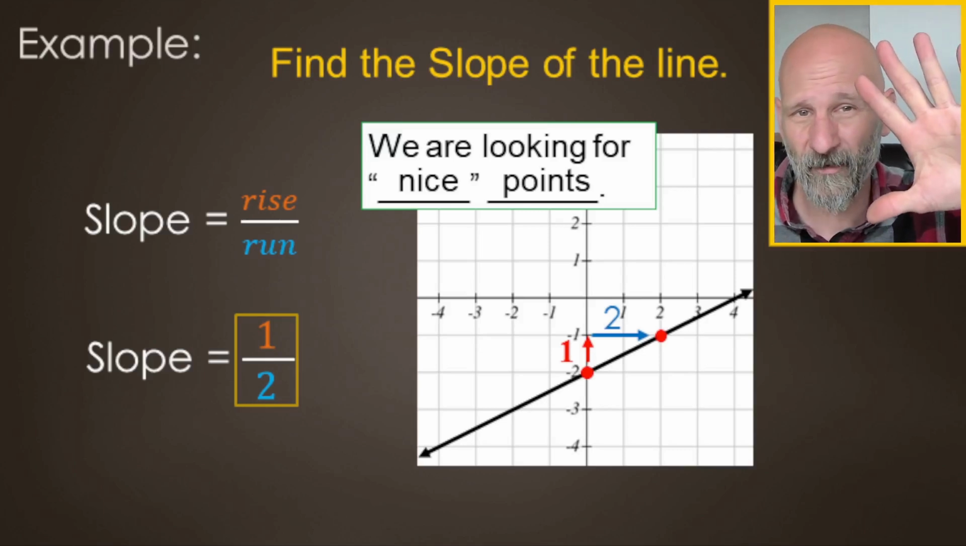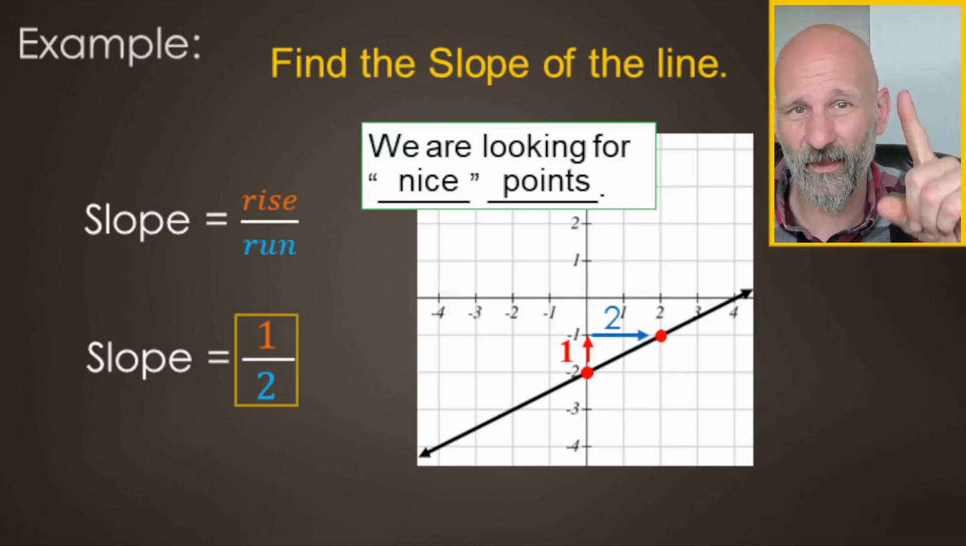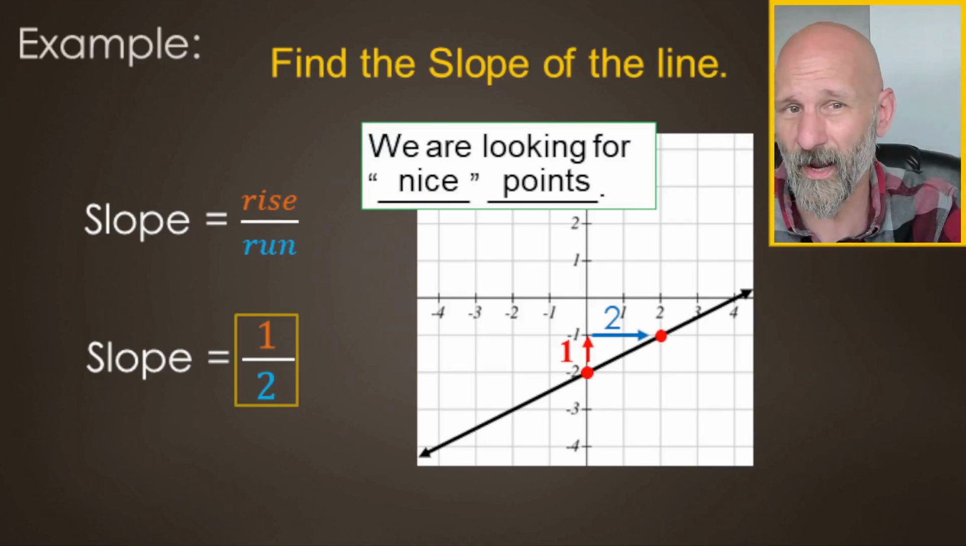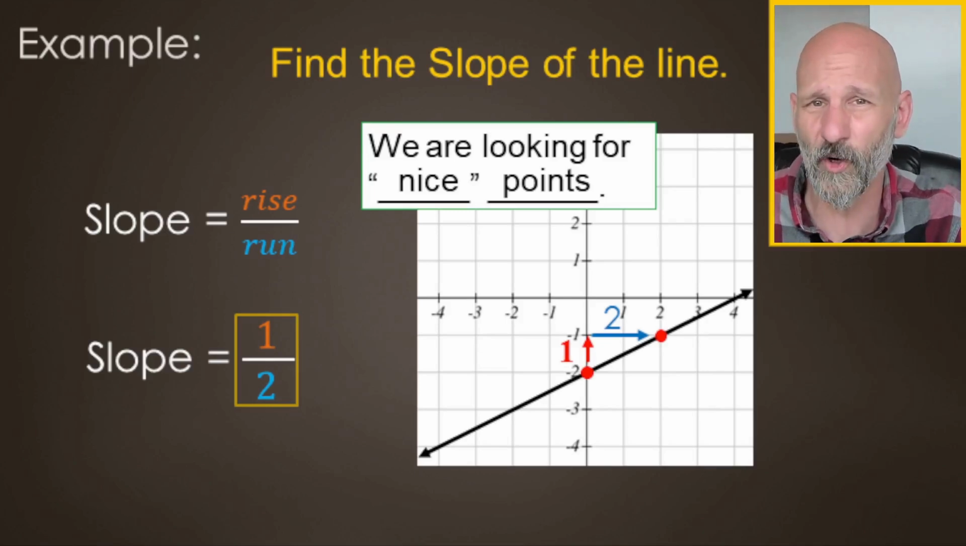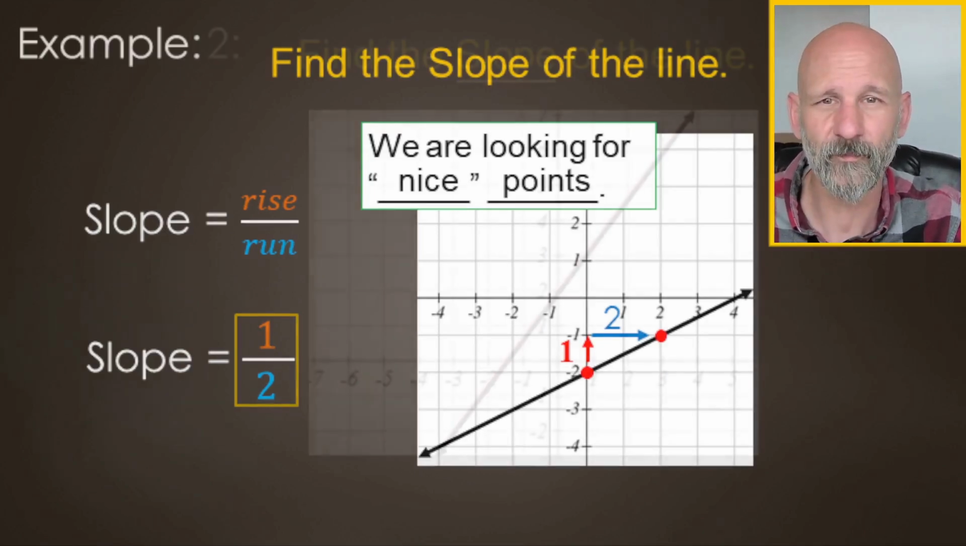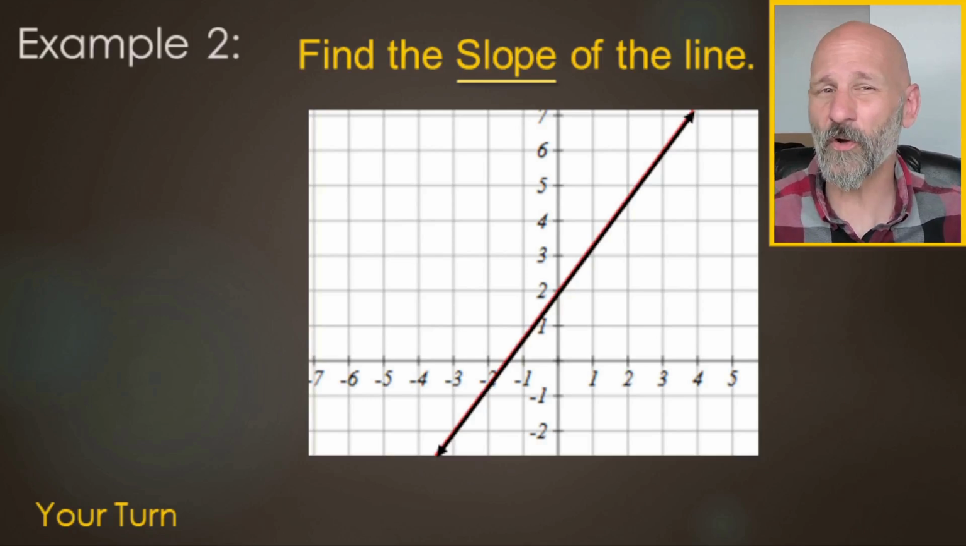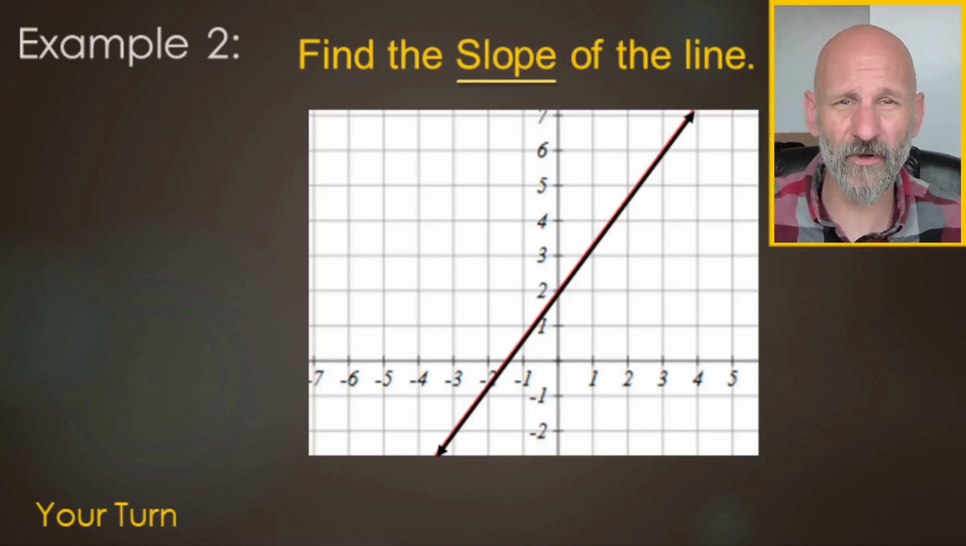So we start out with 5 points, narrowed it down to 2 nice ones, and then how far up, and then how far to the right. And that's all there is for finding slope on a graph. So let's have you go ahead and try this one out on your own. Pause the video real quick and then come on back and see how you did.